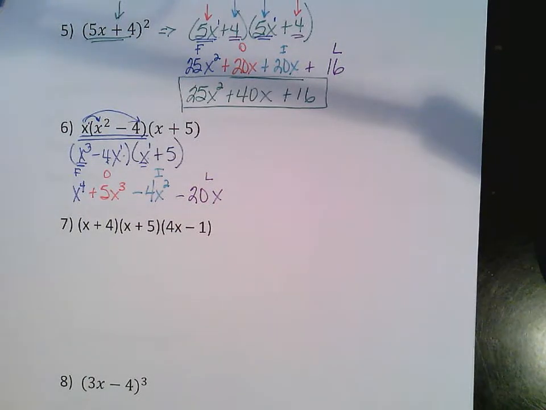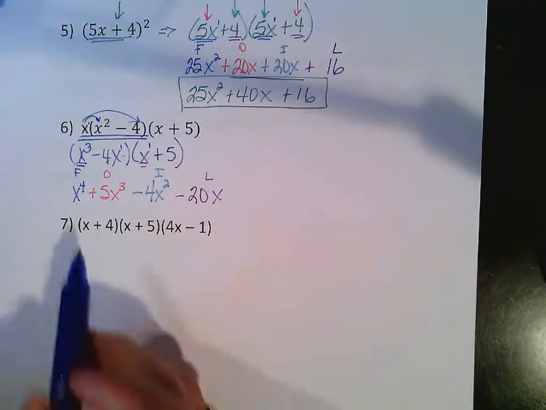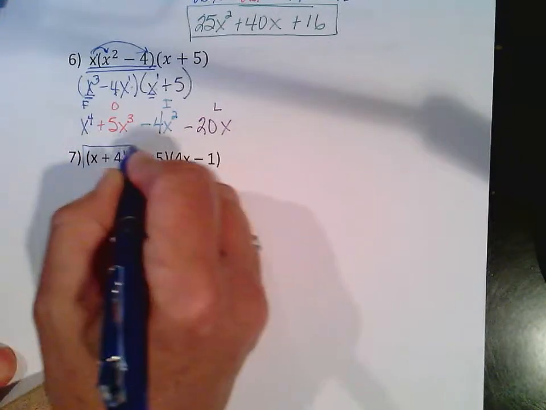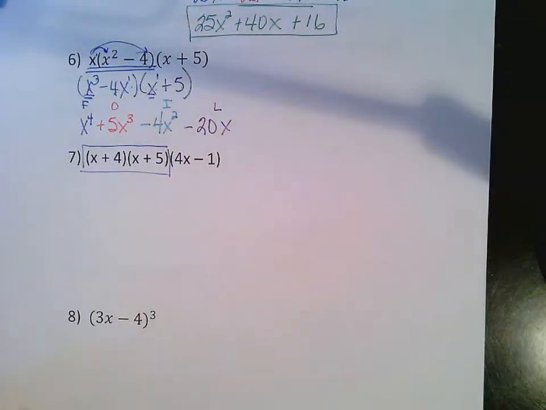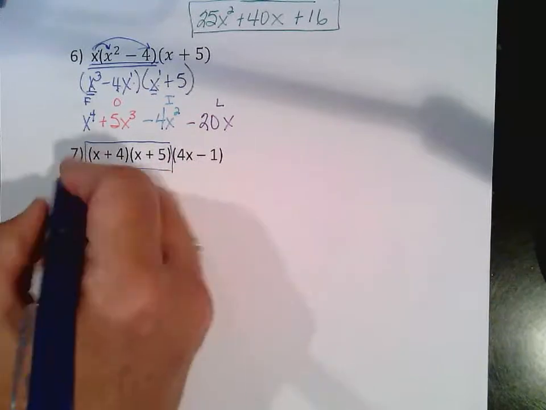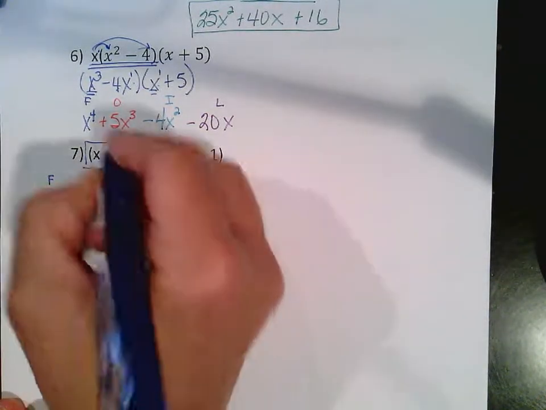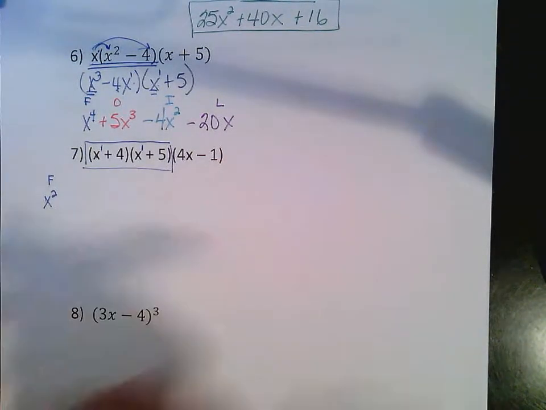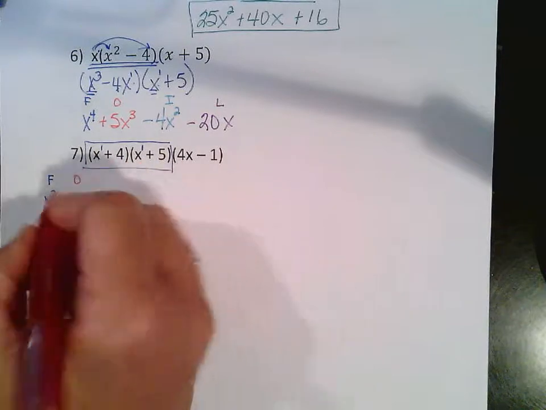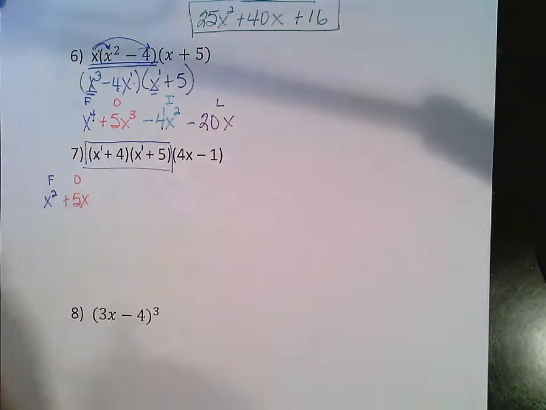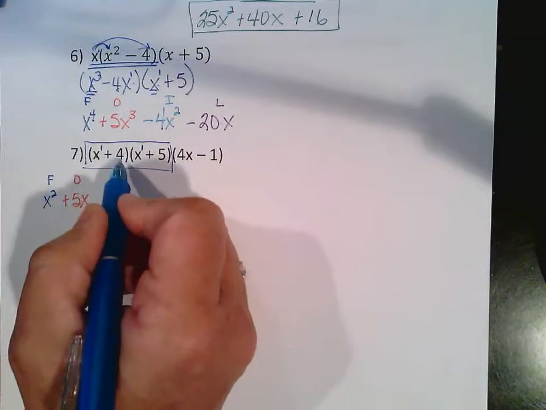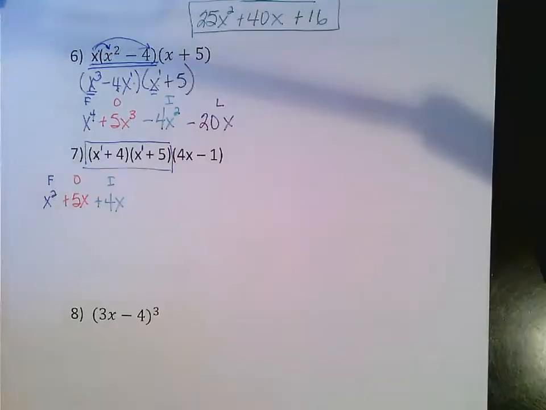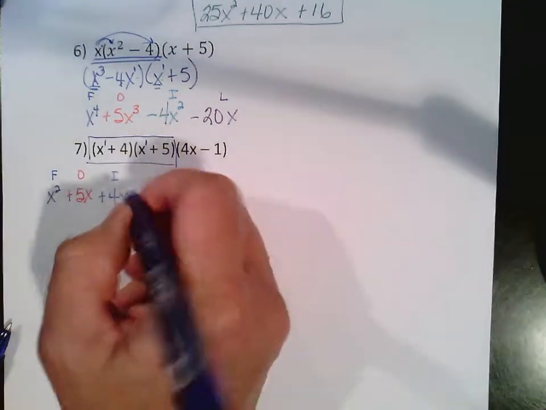Okay, so same concept. We've got 3 different polynomials here. Do 2 at a time. So first I'm just going to focus on combining these 2 here. And when I do that, I've got 2 binomials, so I'm going to FOIL it. My first term is x to the first times x to the first. That gives me x squared. My outside term, x times 5 is 5x. My inside term, 4 times x is 4x. And then my last term is 4 times 5, which is 20.